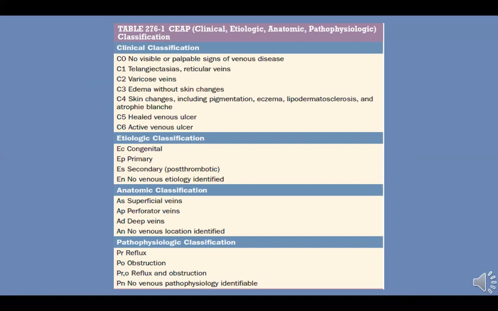Etiology classification can be congenital, primary, secondary, or post-thrombotic, or if you cannot see anything, then EN, no venous etiology identified. For anatomic classification, it can be superficial, perforator veins, deep veins, or no venous location identified. For the pathophysiologic classification, it can be due to reflux, obstruction, a combination of the two, or no venous pathophysiology identifiable.